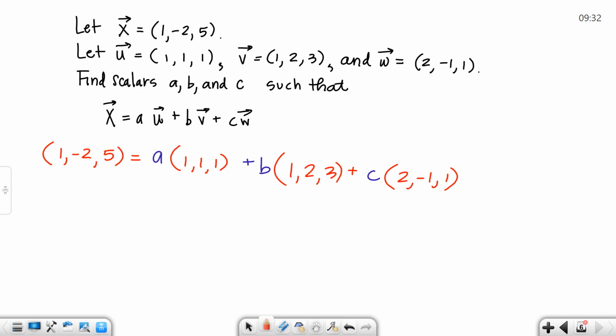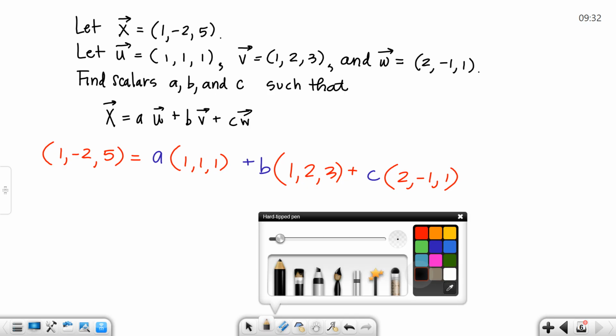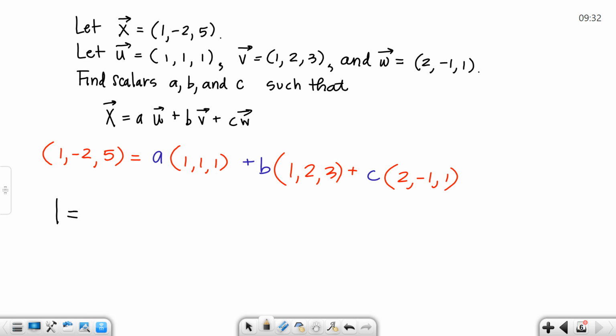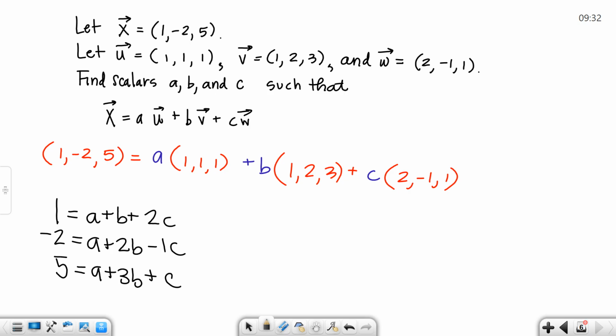Right, so here's how it's going to play out for you. You're going to set all of your element 1's equal. So 1 equals A plus B plus 2C: A times 1, B times 1, 2 times C, all your elements in position 1. Your second one is all your elements in position 2: negative 2 equals A plus 2B minus 1C. And your third one would be 5 equals A plus 3B plus C.